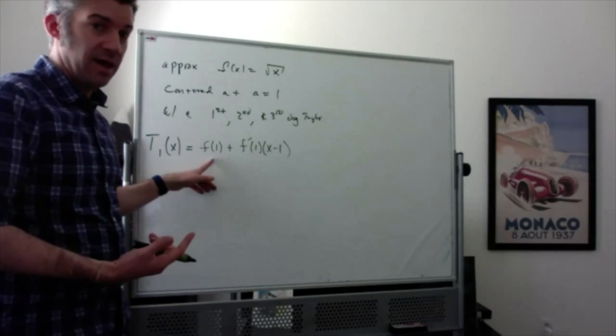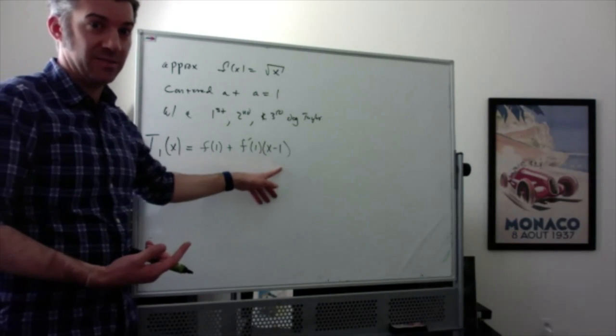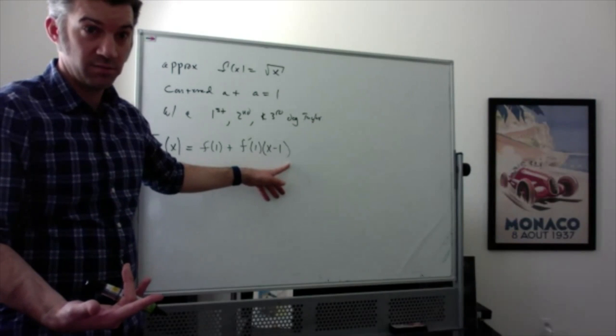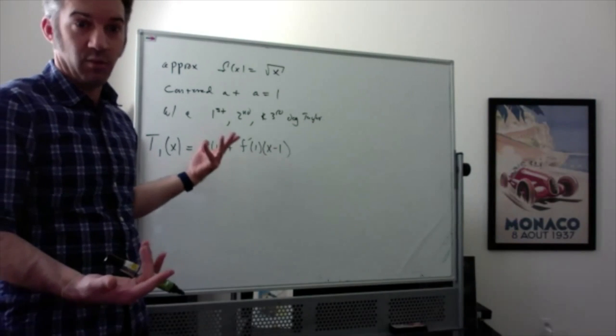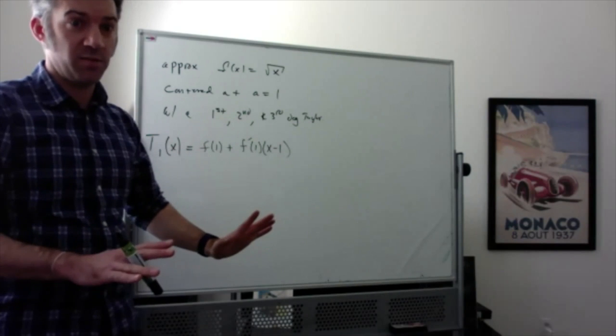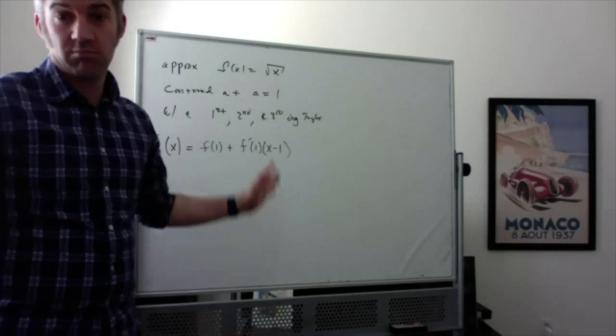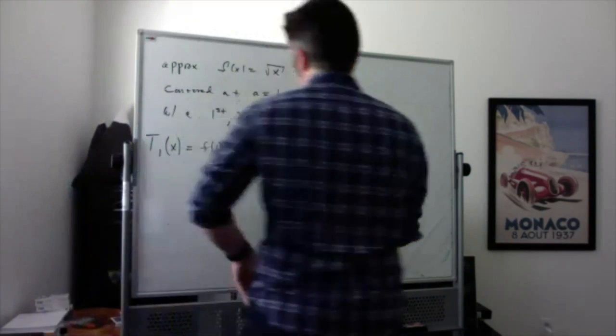It's f of a plus f prime of a times x minus a. That is the tangent line equation for the function at that point. So first degree Taylor polynomial is the literal same thing as the linearization. Good to know. But then we can find it, right?